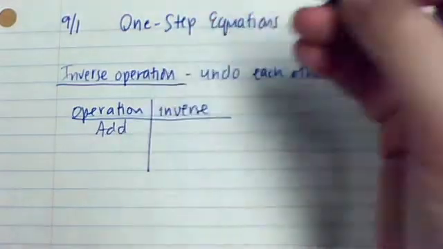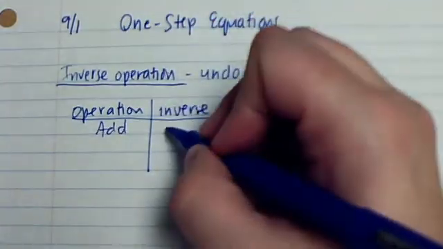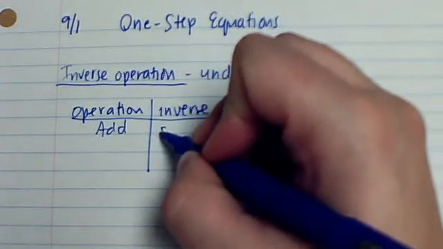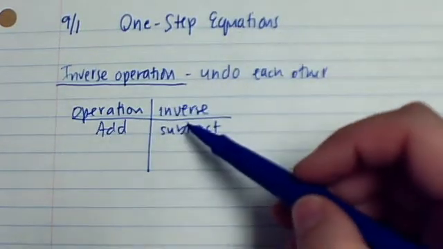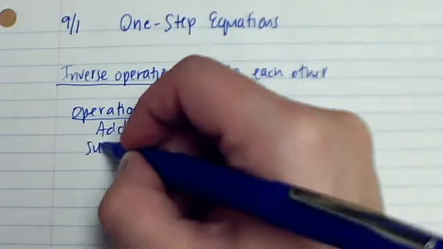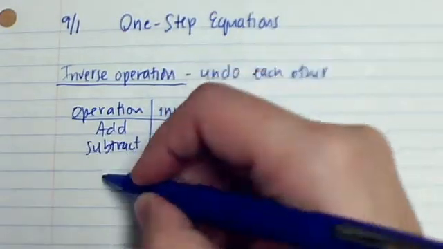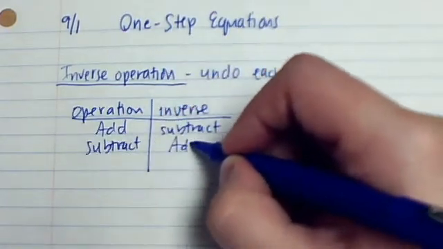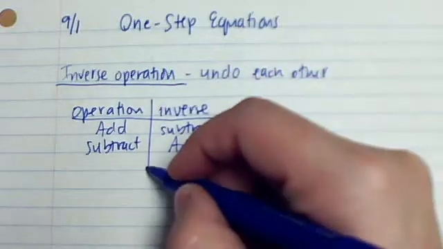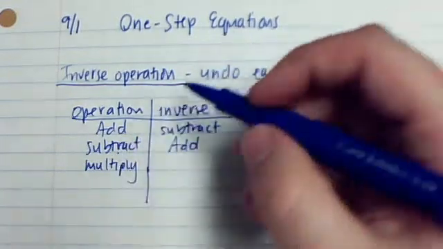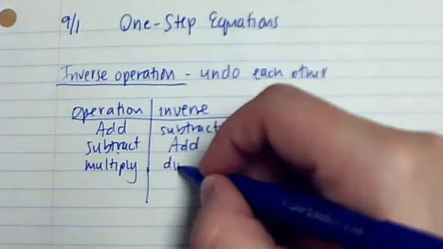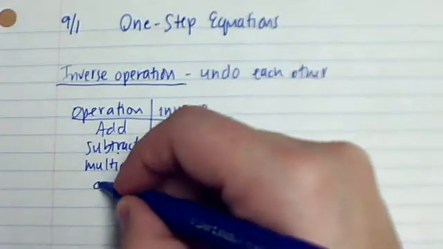Okay, so if our operation is to add, the inverse of addition is subtraction. So if I'm adding, to undo that, I subtract. Okay, and then it's vice versa the other way. So if I'm subtracting, to undo, I'm going to add. Okay, then we move on to multiply, so to undo multiplication, you're going to divide, and vice versa there as well.